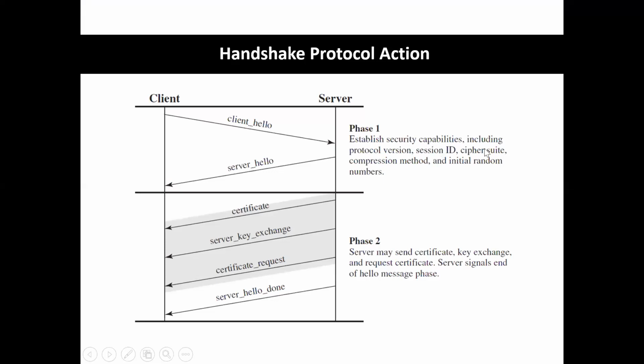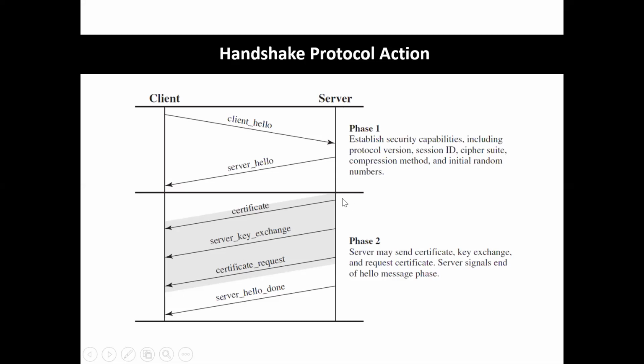Then cipher suite: which encryption algorithm is used here? Either RSA, AES, or DES. Then compression method: which compression algorithm is used? And initial random numbers, that is nonce values. So these are the parameters in phase 1, the parameters of the client hello message and the server hello message. Suppose the server wishes to communicate with the client, then the server responds with the server hello message. Then what will the server do?